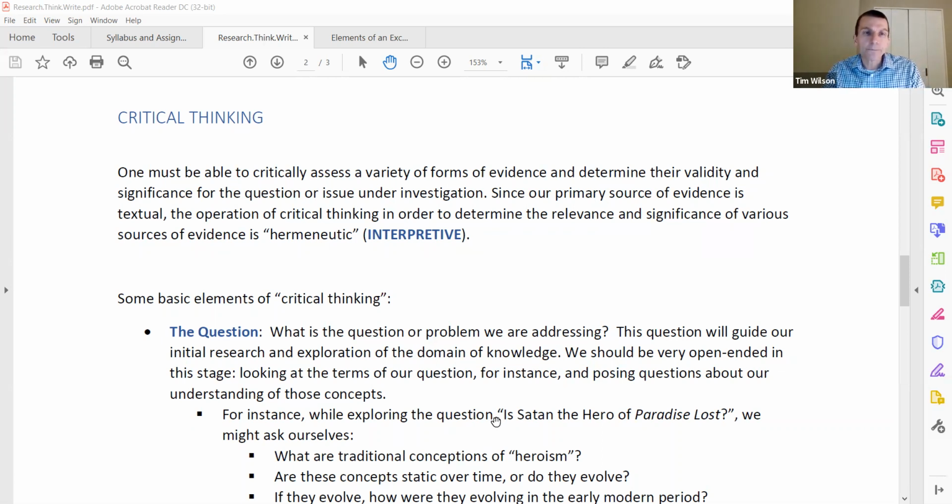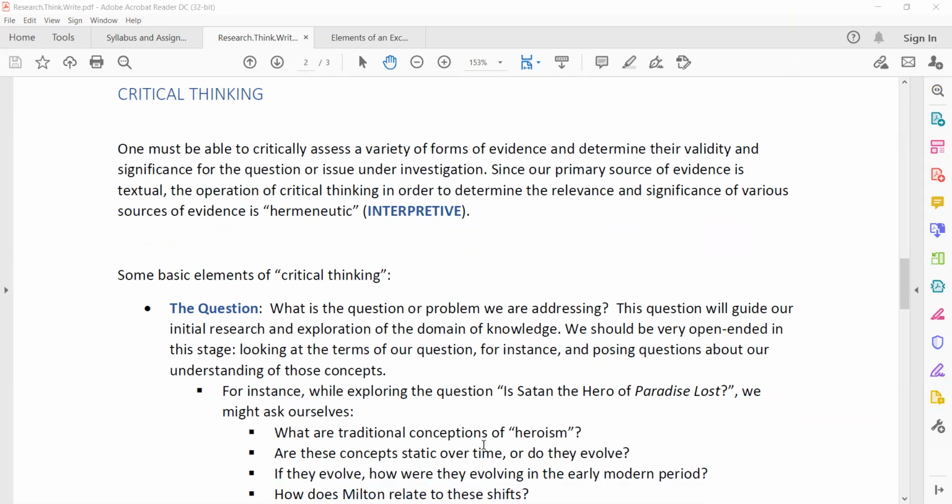So now the critical thinking. We have to be able to critically assess the various forms of evidence and determine their validity and significance for the question under investigation. So why is critical thinking important? Well, first of all, as I said, it's probably the number one broad set of skills that employers in surveys feel is a gap of students coming out of university right now.